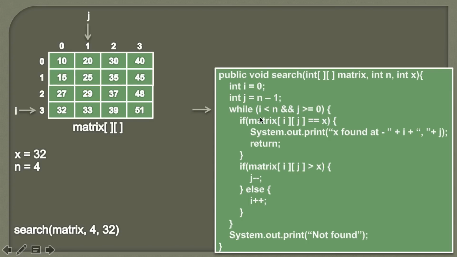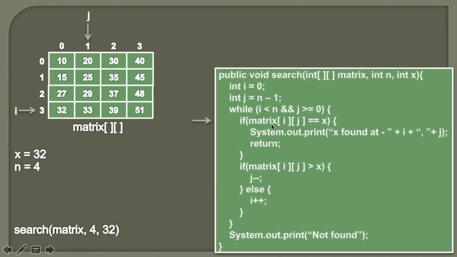In the while loop, we'll again check whether i is less than n or not. So here you can see the value of i is 3 and it is less than 4. And we also check whether j is greater than or equal to 0 or not. So here you can see j is greater than 0. So the condition in the while block comes out to be true.